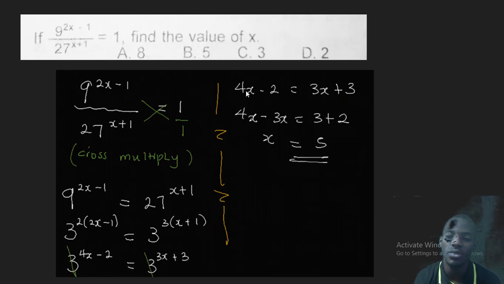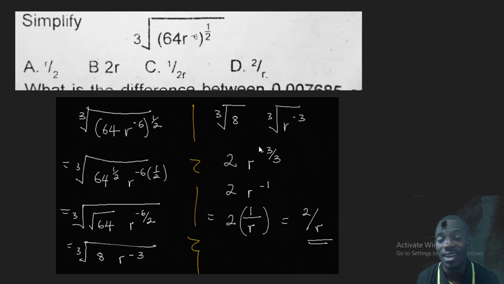This 3 will jump from here to this side. That means I'm collecting like terms. That's 4x minus 3x equals 3 plus 2. And that will give me 4x minus 3x is actually x. It's 1x, and equals 3 plus 2 is 5. So x equals 5. And that's my answer to that question.